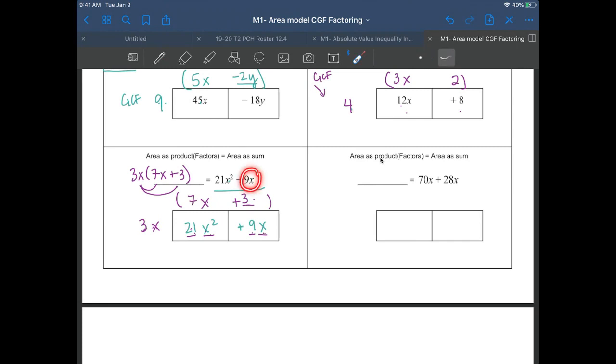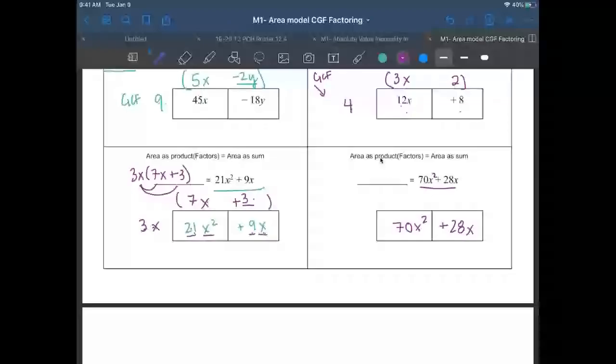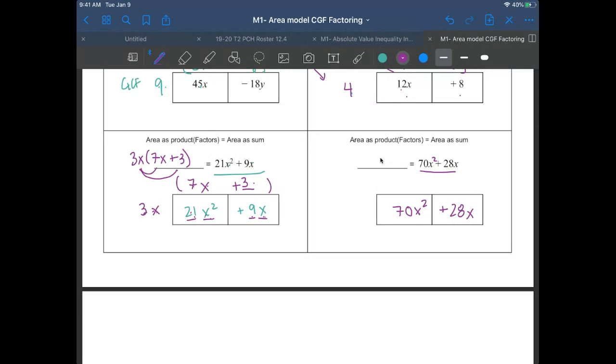Last example here. All right, so all of this goes on the inside. Each term: this is 70x squared plus 28x. Okay, so make sure you add in that squared. All right, so greatest common factor. I'm going to go ahead and make a cake here. So I'm going to do 70x squared plus 28x.